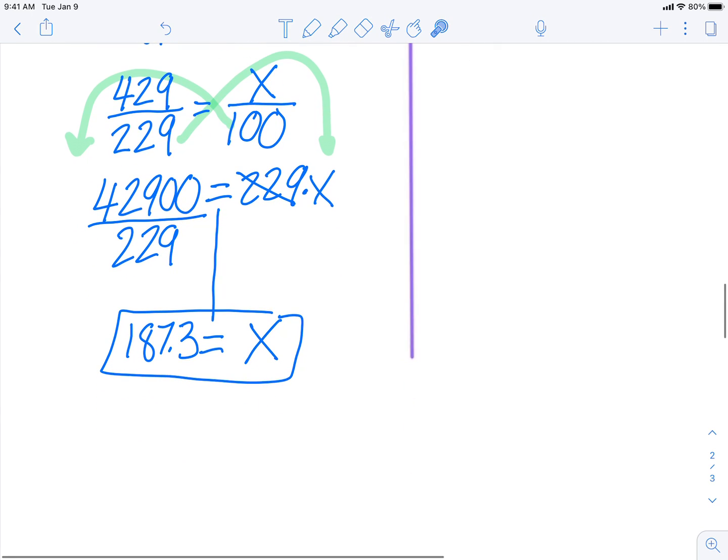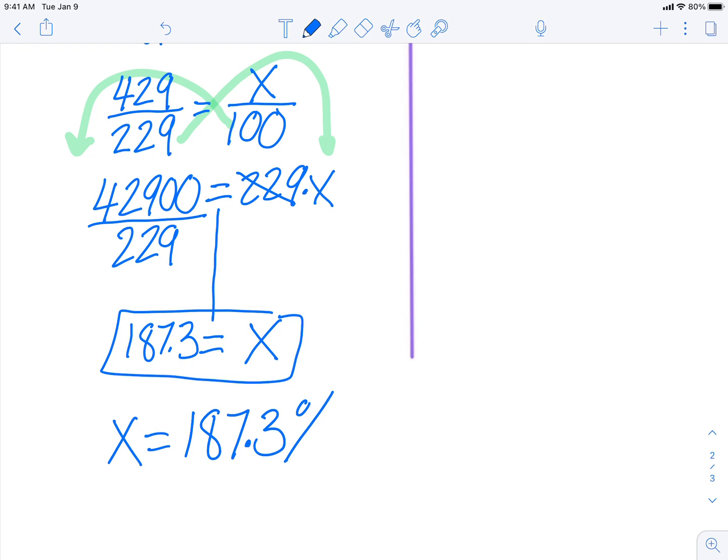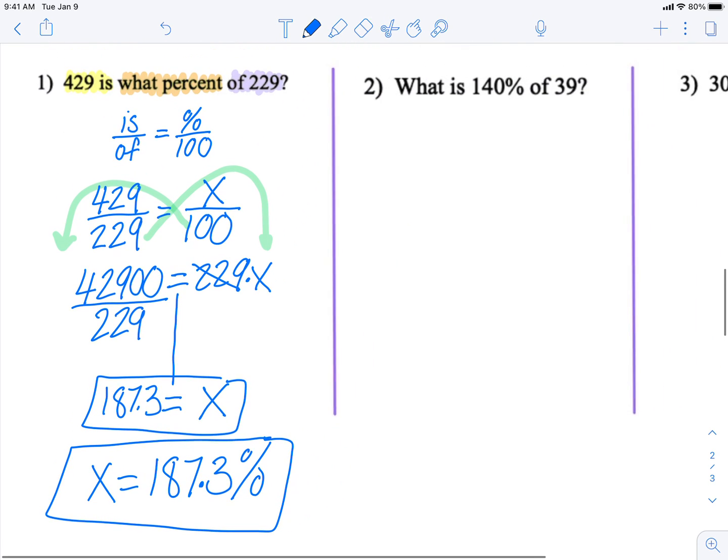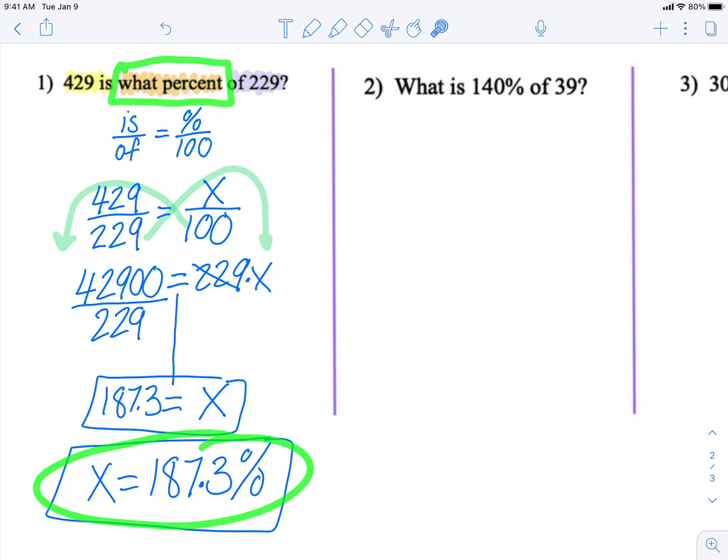Percent. So our actual answer is x is equal to 187.3%. This is our final solution right there, because we're finding percent. And actually it asked us what percent? 187.3%. Look at that. There we go.